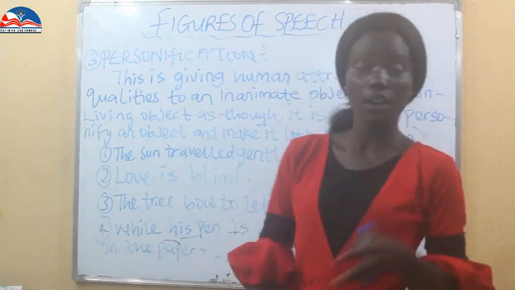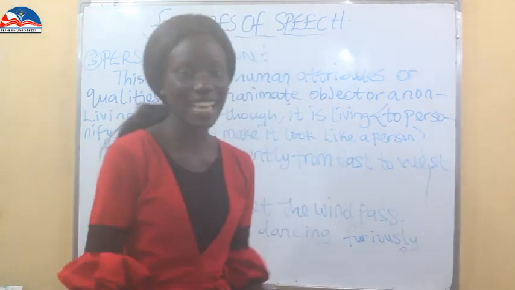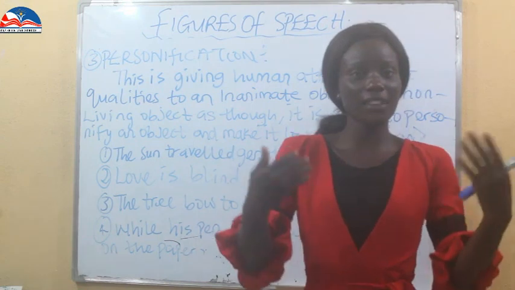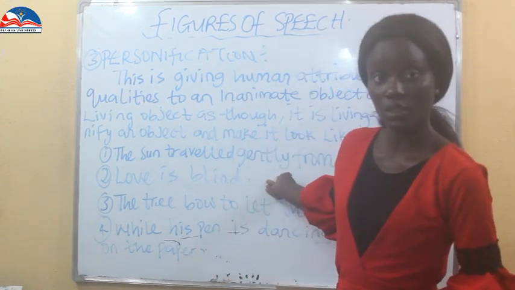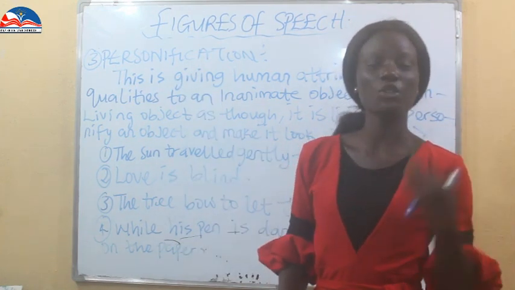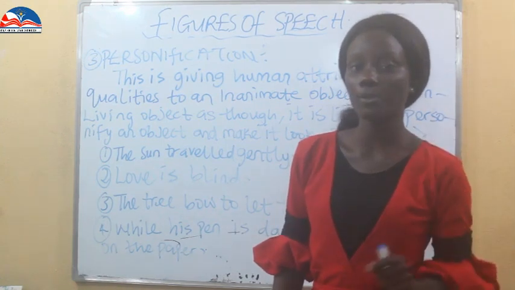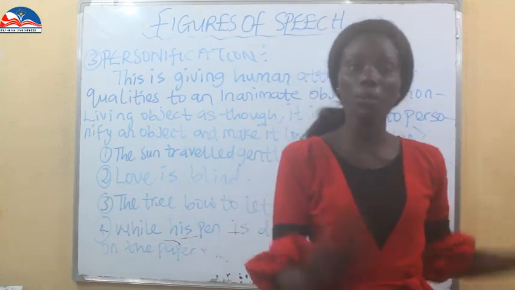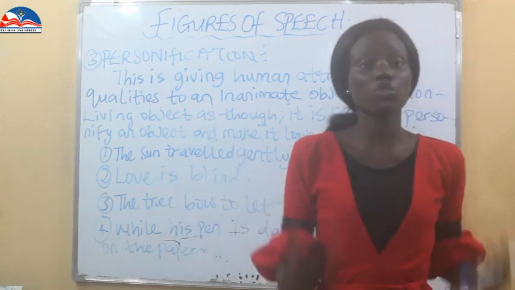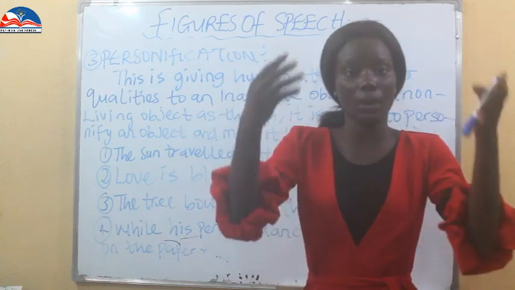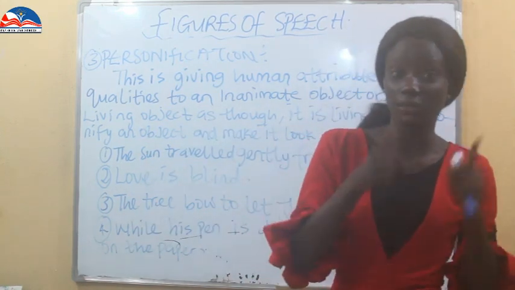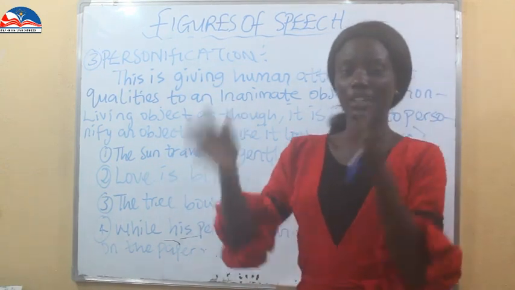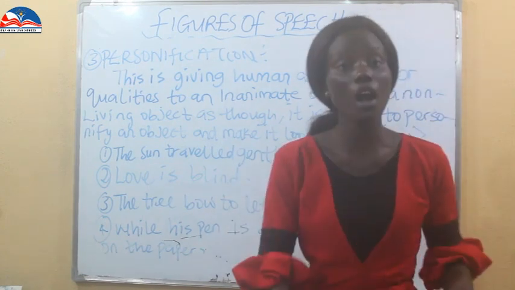We have an example. The sun traveled gently from east to west. The sun is a non-living thing. So why are we giving an attribute of a human to a non-living thing? That's what we call personification, giving human attributes to a non-living thing or an object. The sun traveled. Now, in this sentence, the sun traveled from the east to the west. It's only a human being that travels. Now, we're giving the attribute that belongs to a human being to a non-living thing. That is what we call personification. This sentence, this speech, is a personification. The sun traveled gently from the east to the west.